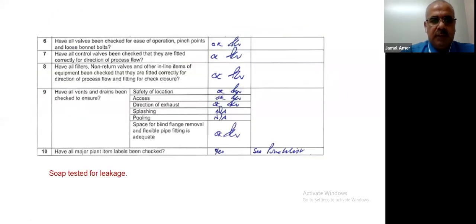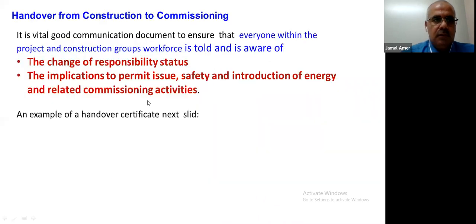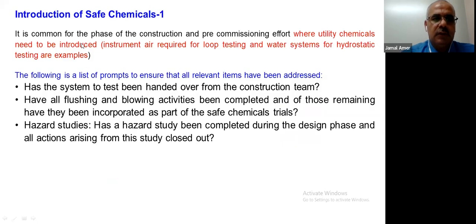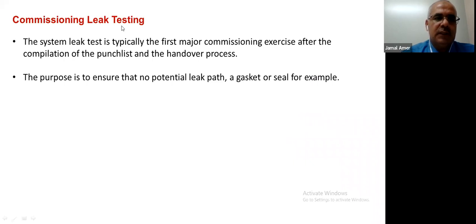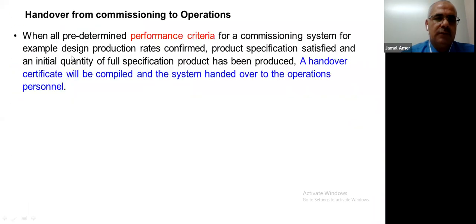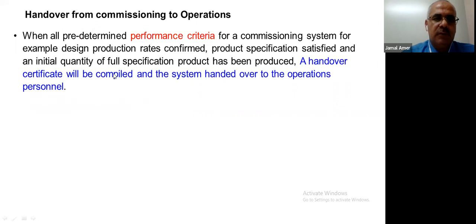All these are examples of punch list checklist. Handover, this is the final stage of commissioning, handover from construction to commissioning. Introduction of safe chemicals, also how to introduce fluid. Commissioning leak testing, how to do leak tests. So we have different leak tests we have to do to confirm our plant is fit and reliable to introduce our fluid.